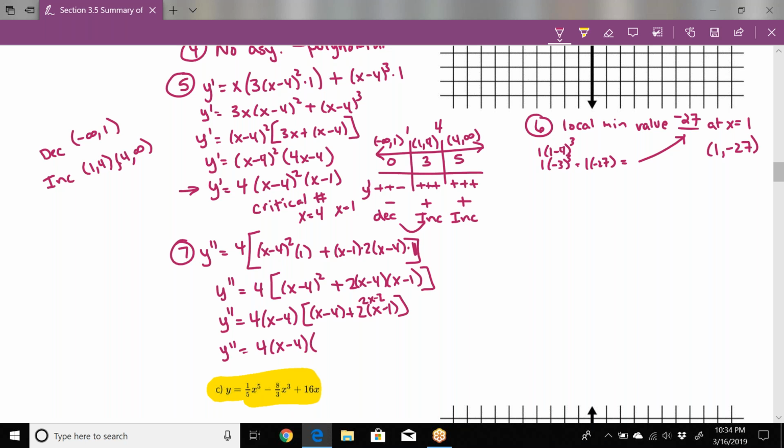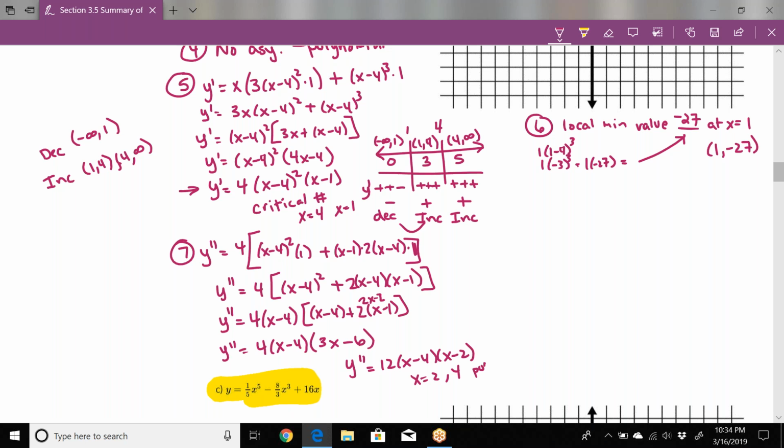So I'm running out of room. So this is 3x minus 6. And if you want, again, you could pull that common 3 out. That would make this a 12 in front. So 12, x minus 4, and x minus 2. That just makes it easier to see where it makes each of those equal 0. So it looks like the possible places where our concavity can change, or we could have possible points of inflection, happen when x is either 2 or 4.